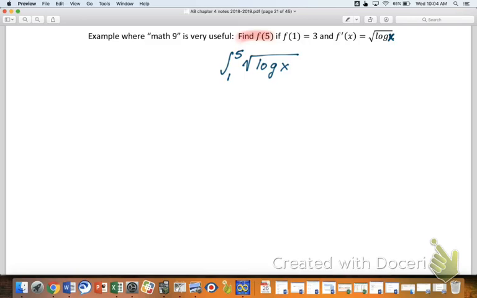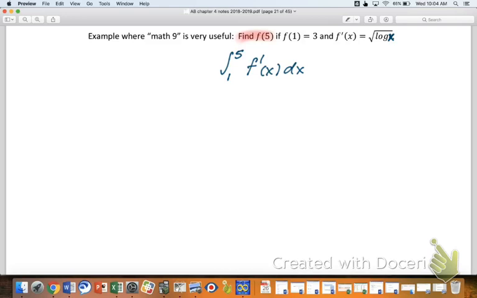Why would I pick a 5 to be my other limit? That's what I want to know. I'm trying to find it. So I think this is good. I want to rewrite this a little bit. I'm going to write it like this. We know that f prime of x is really root log of x. I get it.